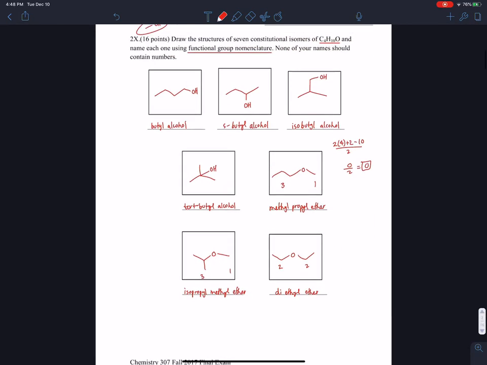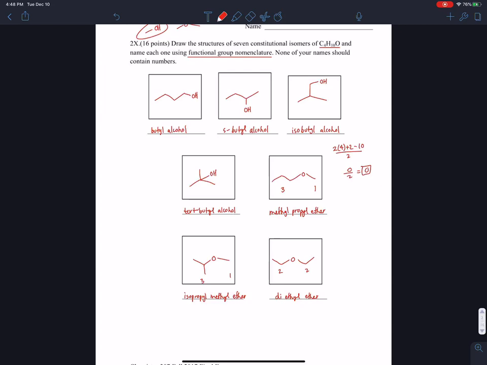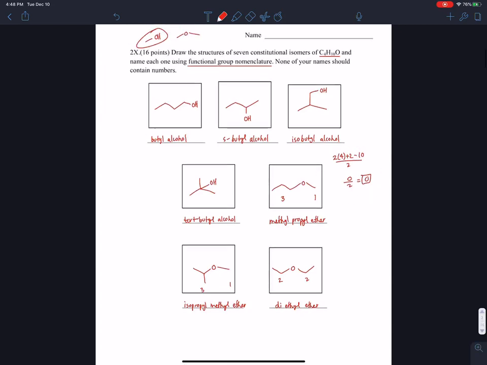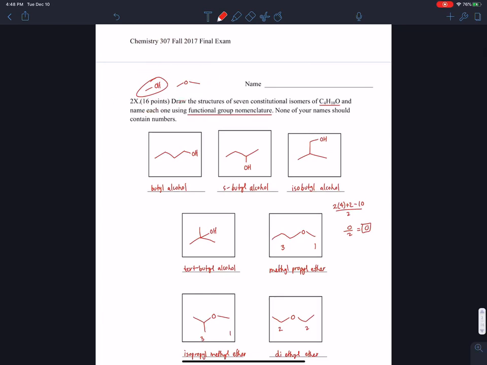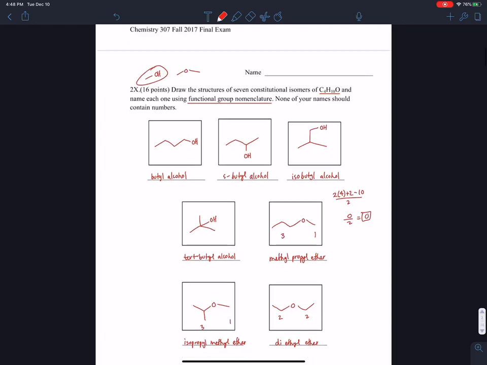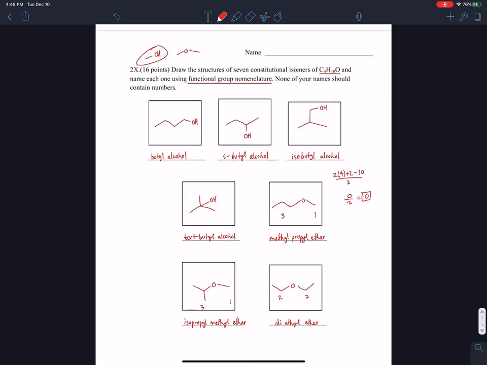So just remember, for any isomer questions, you want to be systematic. You want to do your degrees of unsaturation to figure out what kind of functional groups are allowed. And then use those functional groups to guide you to the type of answers you can draw. As for the naming, there's no help I can really do here. You just gotta know it.